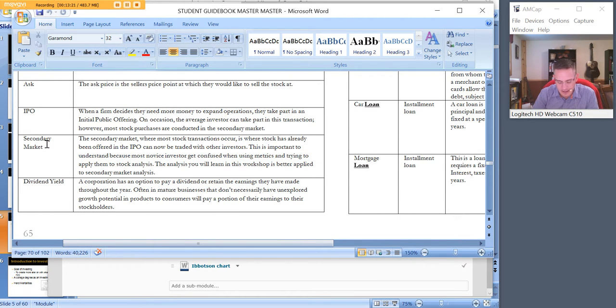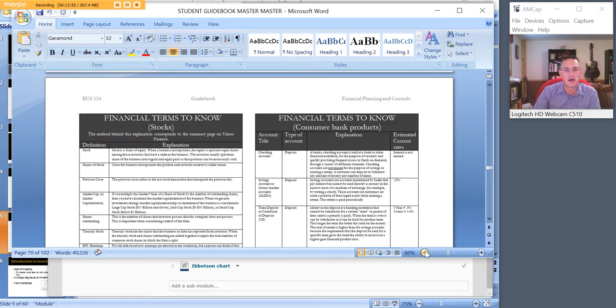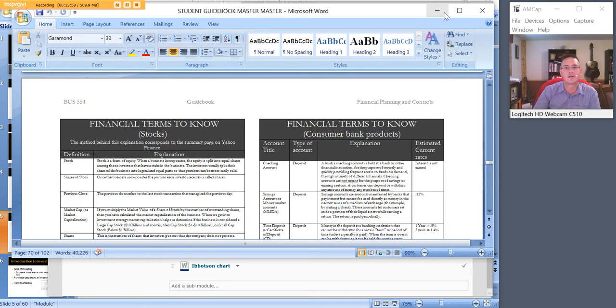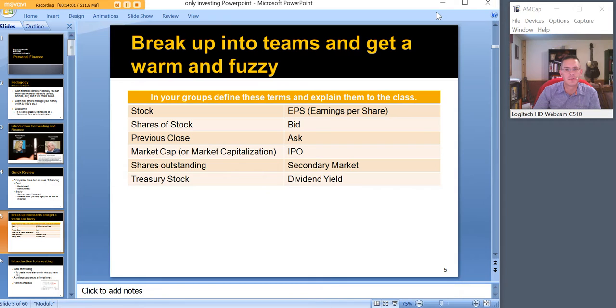And the last one is dividend yield. Now, a corporation has an option to pay out its earnings, or earnings per share, in the form of what's called a dividend. Often mature businesses that don't necessarily have unexplored growth potential in products to consumers may pay out some of those earnings to the stockholder. Later on, we'll talk about how those are called income stocks. So please review those definitions again on page 65 of the guidebook so you are very familiar with them, because now I assume you do understand them.